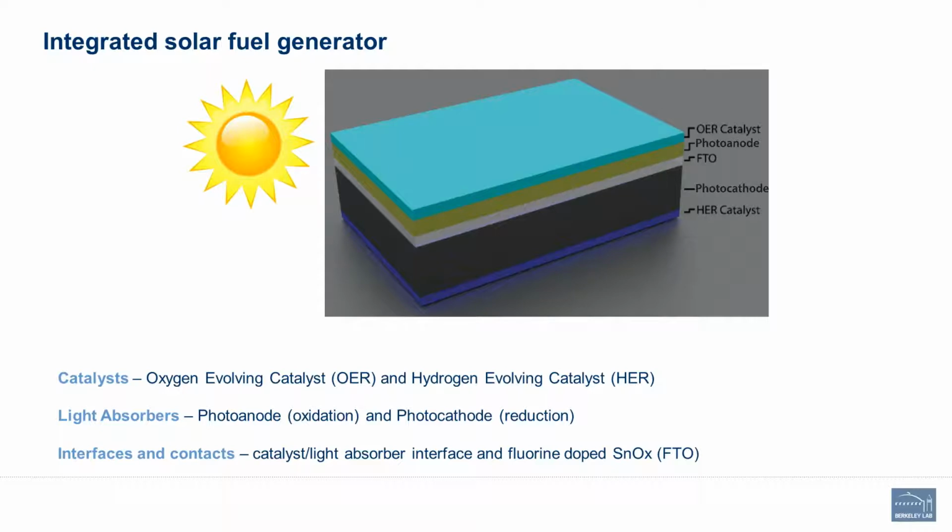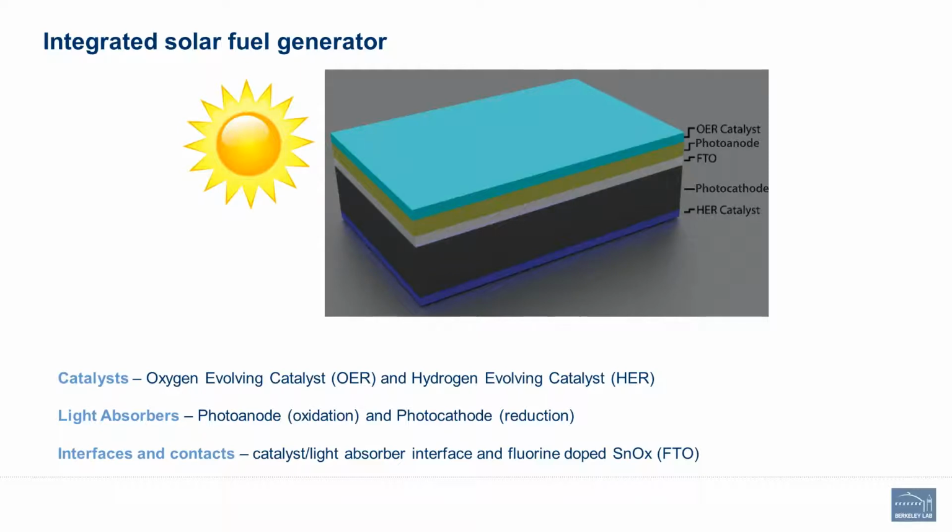Then we need light absorbers, and specifically we need a photoanode, which is able to catalyze oxidation. It's an N-type material, and it will be interfaced with the oxygen evolving reaction catalyst. And then on the other side of the cell, we need a photocathode, which is going to be a P-type material, and is going to catalyze the reduction reaction, and it's going to be interfaced with the hydrogen evolving catalyst. And then we in fact need a lot of interfaces and contacts that are able to connect all these layers and ensure the charge directionality.